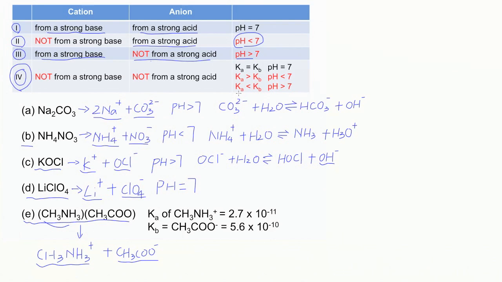So in this case, we do have to compare the Ka and Kb values of those 2 ions. And here I give you this Ka value for this weak acid and Kb value for this weak base. And let's follow it here. Because in this case, example E, the Ka is less than Kb. Ka is here, Kb is here. Ka is less than Kb. In this case, the pH value should be higher than 7, which means this salt would be a basic salt.